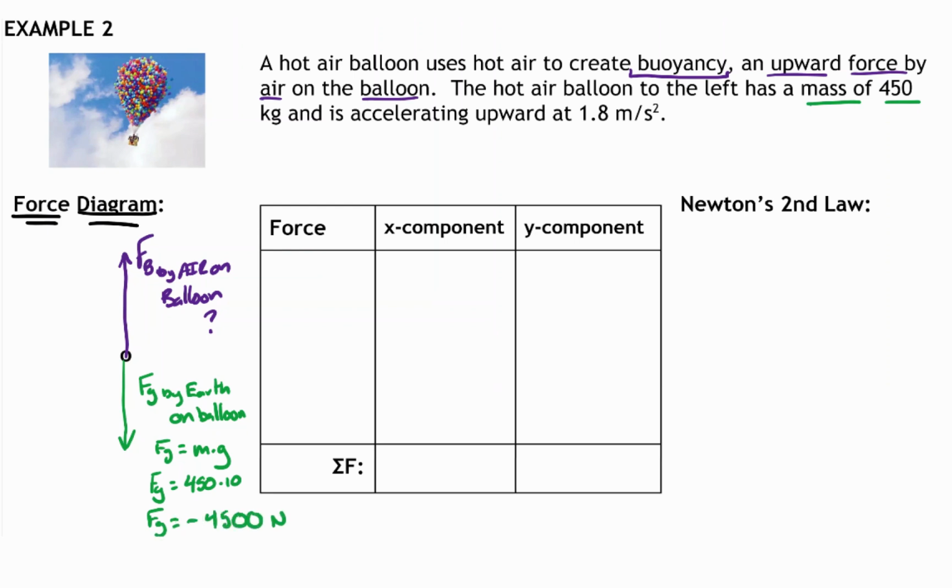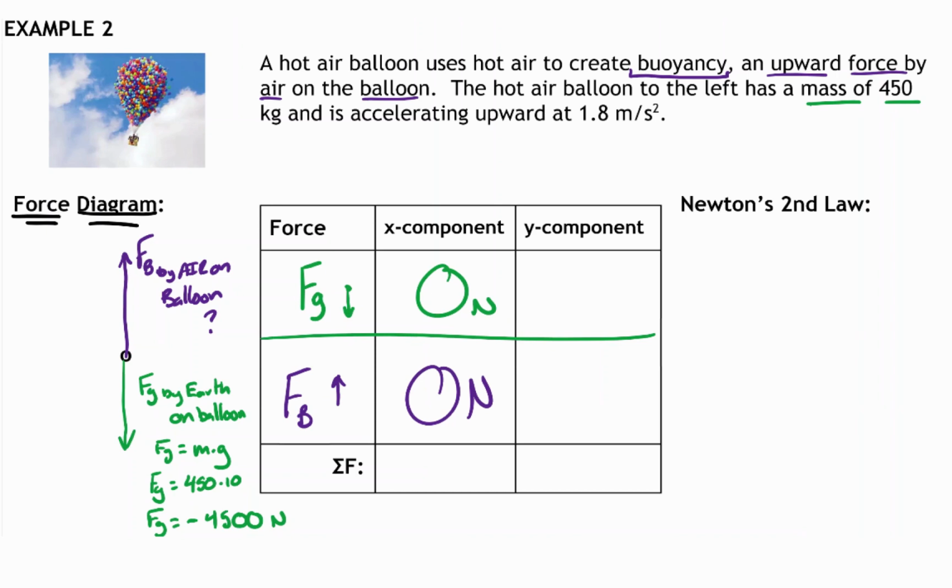The negative means down. We know there's a force of gravity that acts downwards. This means it has no horizontal x component. The buoyant force acts upwards, so it also has no x component or horizontal component. The net force in the x direction is the sum of all the x components of the forces. So the force of gravity plus the buoyant force. Both of these are 0, so the net force in the x direction is 0. We know the force of gravity in the y direction is 4,500 newtons, and that's downwards, so it's negative.